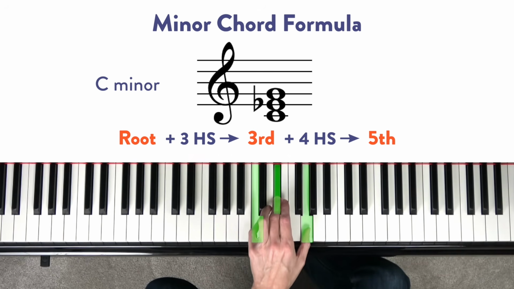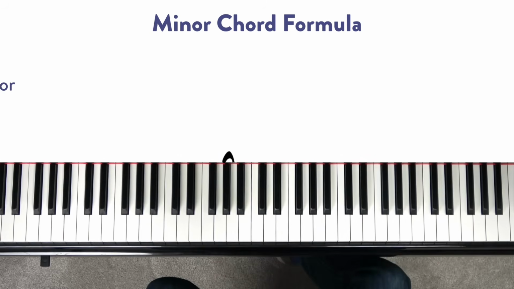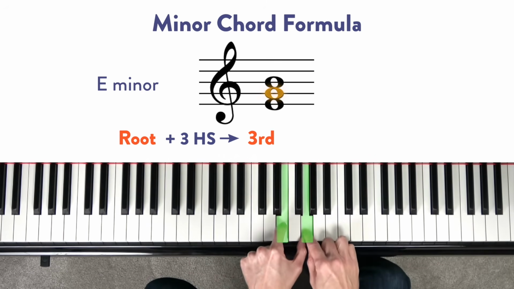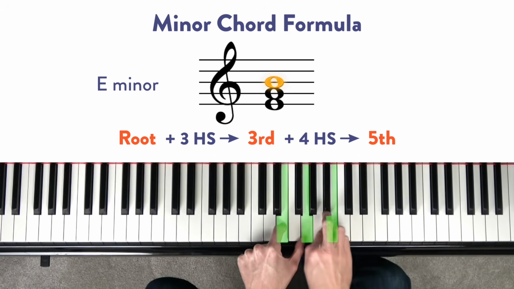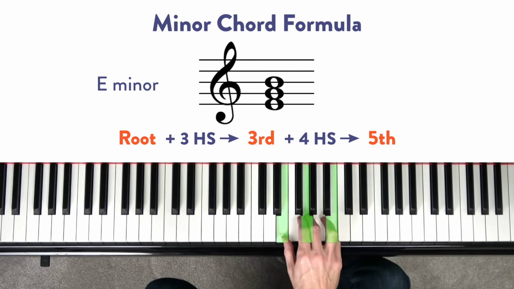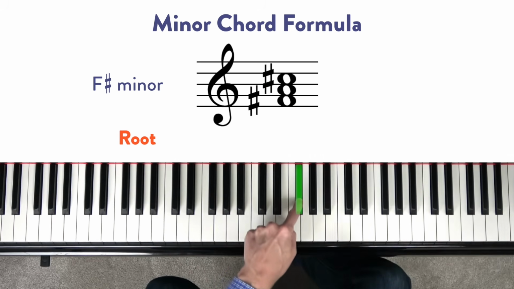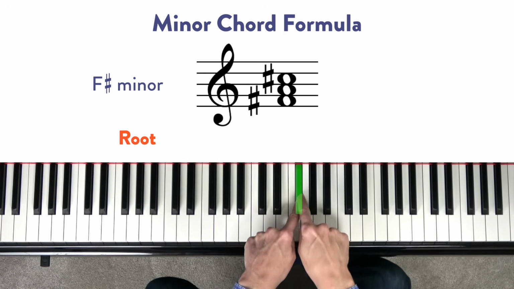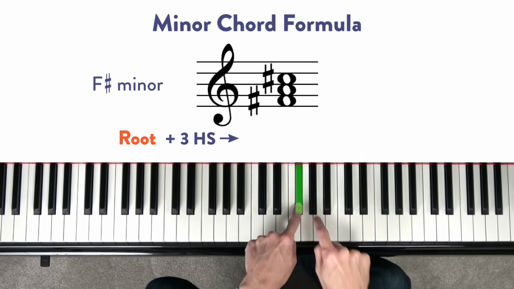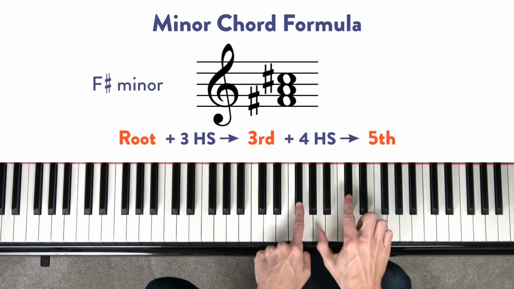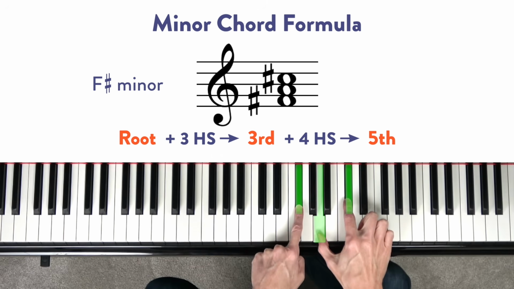And that again works starting on any root. If we wanted an E minor, we can start on E, go 1, 2, 3 half steps, and then 1, 2, 3, 4. Or let's try F sharp minor. Pause the video if you'd like to try and figure it out yourself. F sharp minor, we go 3 half steps, 1, 2, 3, and then 4 half steps. And that builds an F sharp minor chord.